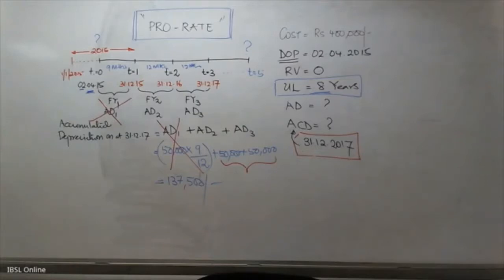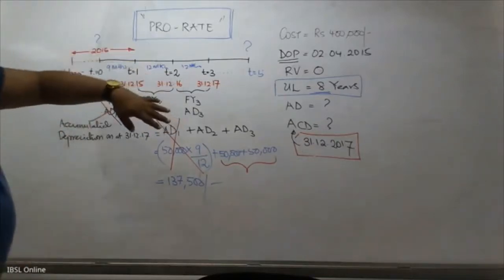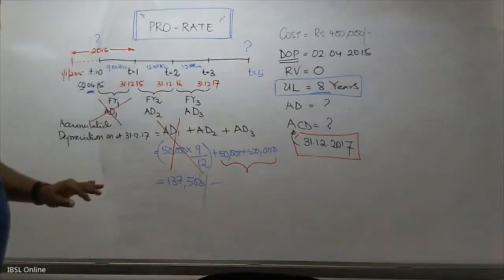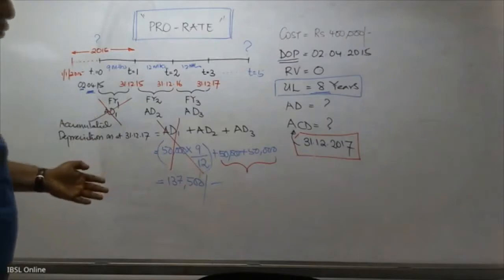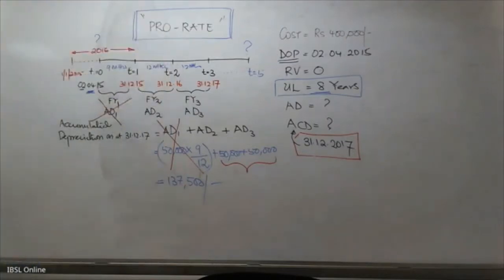So I hope everybody is clear with the application of the prorate convention and when not to apply it. You have only two options. If the policy specifically says what to do in the year of purchase and the year of disposal, then it's very clear. If they have not given it, or if they say it is prorate, you have to use the prorate convention. Okay, right. I hope it's clear.